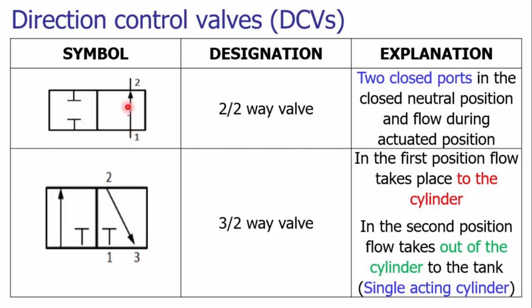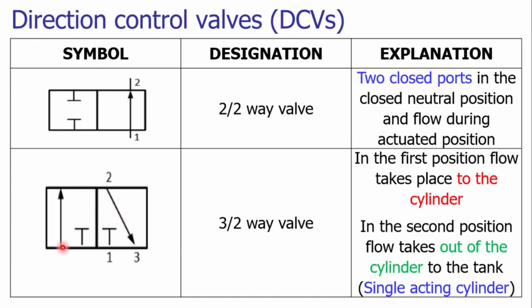When we are actuating, port 1 is getting connected to port 2. So it has two closed ports in the neutral position and the flow will occur when we are actuating the valve. Similarly, we can have the representation of a 3 by 2 way valve. Here the 3 means the number of ports is 3. So ports 1, 2, 3 and there are two positions, position number 1 and position number 2. In the first position, the flow is taking place to the cylinder.